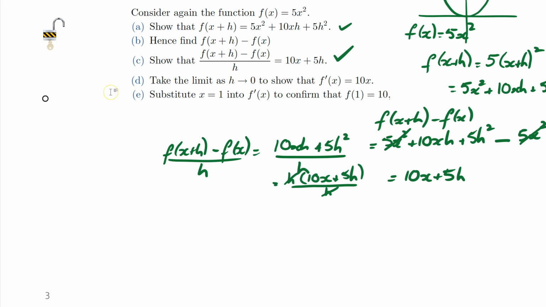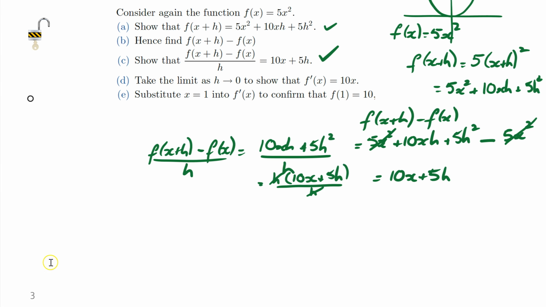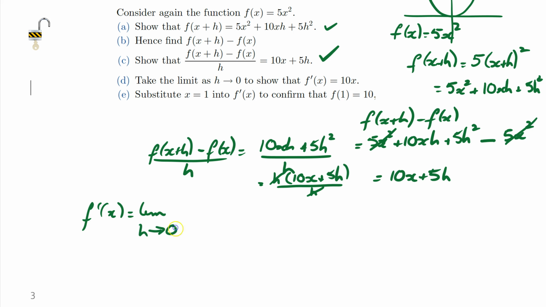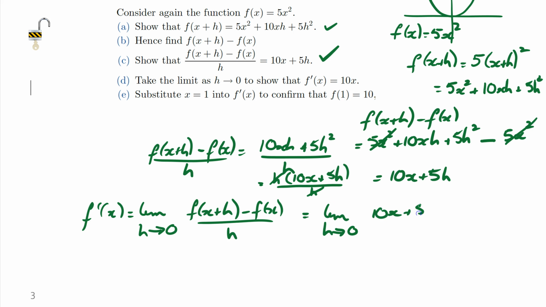Part D here finally gets us to do the differentiation, or to get the derivative. So we know that f dash of x equals the limit as h tends towards 0 of f of x plus h minus f of x over h. We've worked out f of x plus h minus f of x over h to be 10x plus 5h. So that's what we're taking a limit as h tends to 0 of. And when we do finally take the limit, it means we just substitute 0 where h is. So that will just give us 10x.